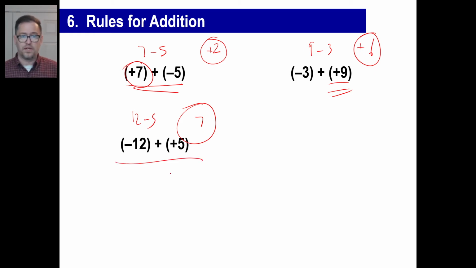Which one of those numbers here is farther away from 0? This one is, right? It's negative, which means the answer is negative. Boom, there you go. Okay, here's another one. We have a positive 5 and a -13.